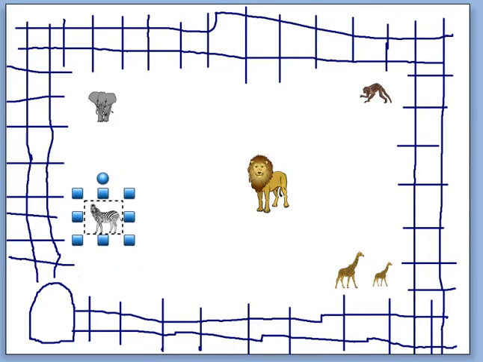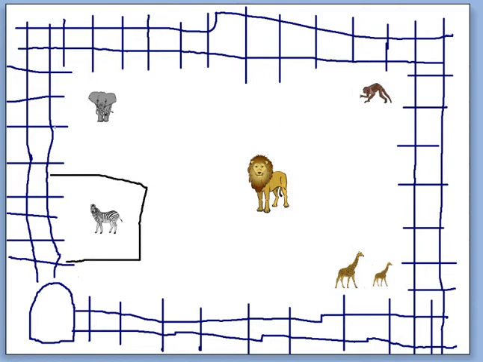And then what do I need to add to keep all of the animals separate? You're right, I need to add some sort of barriers or something so that the animals can stay safe and that the people who are coming to the zoo can also stay safe. So I'm going to just add some barriers around my animals. Put the lions here.